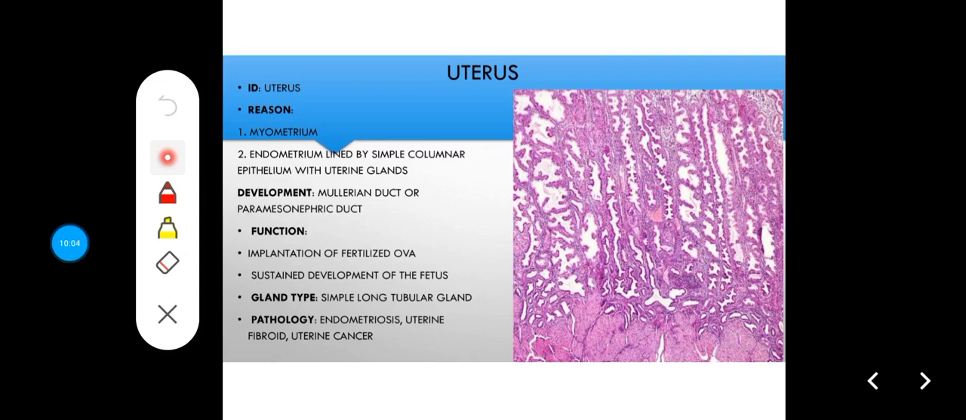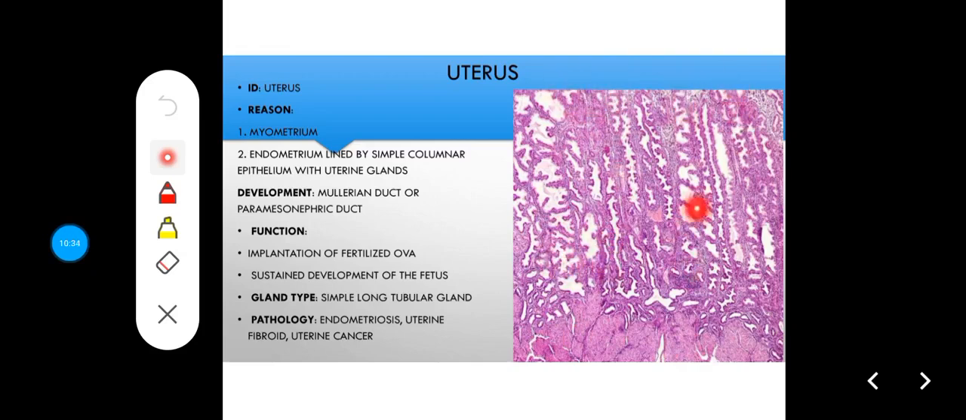The gland type is simple, long tubular gland. And the pathology includes endometriosis, uterine fibroid, and uterine cancer. The uterus has two important parts that will help you to identify it on histology, and the two parts include the endometrium and the myometrium. The endometrium is lined by simple columnar epithelium, and then you can find numerous uterine glands in the mucosa.